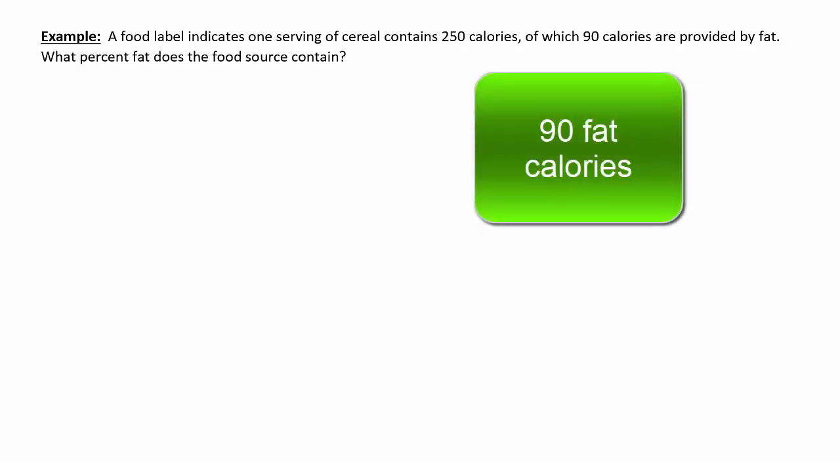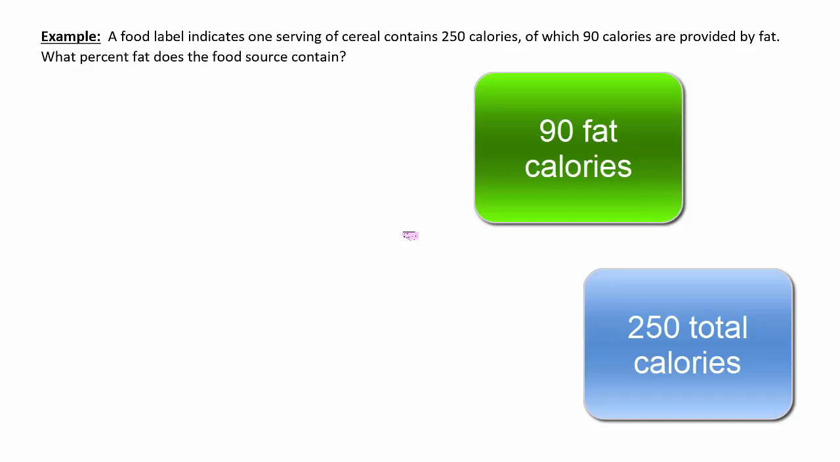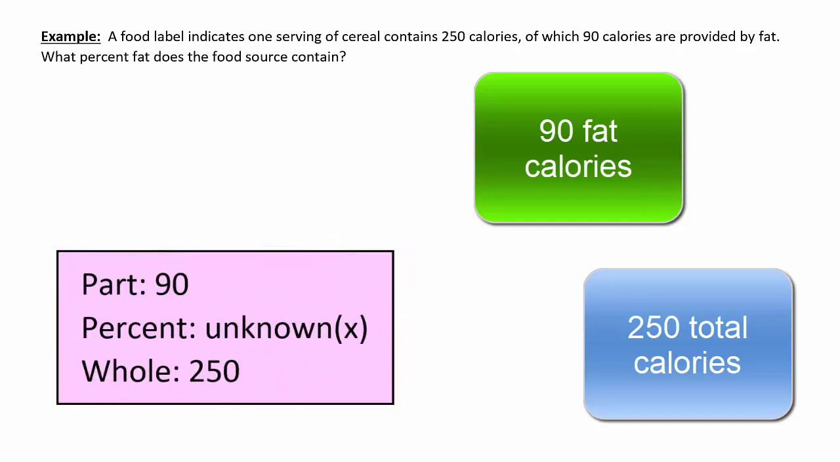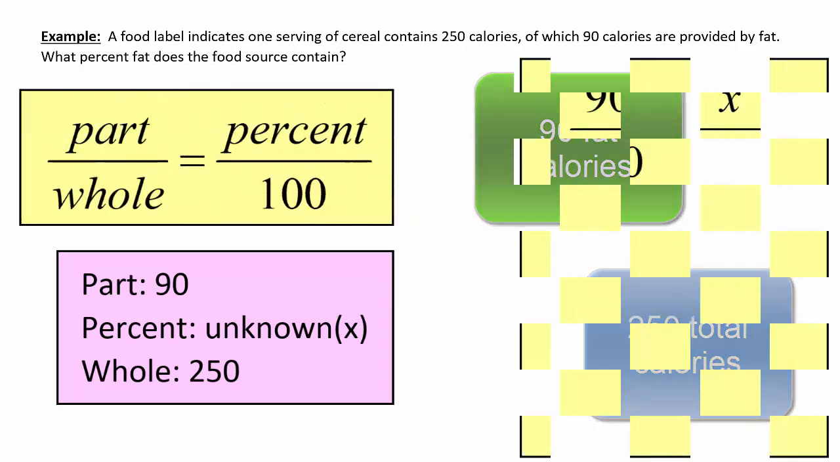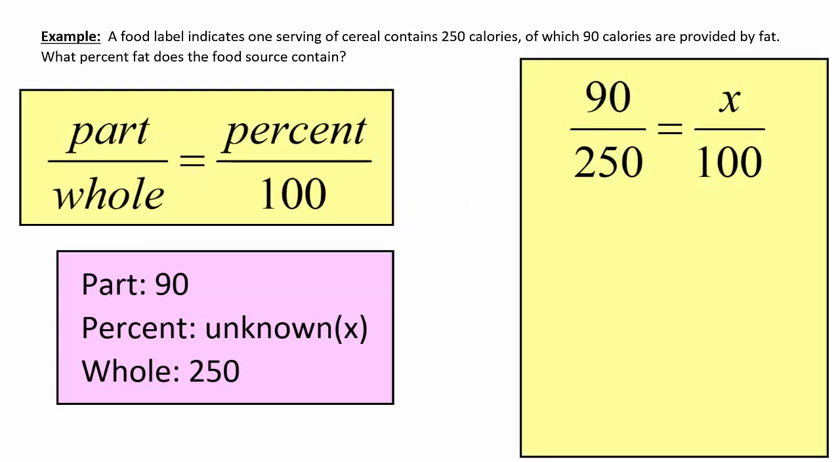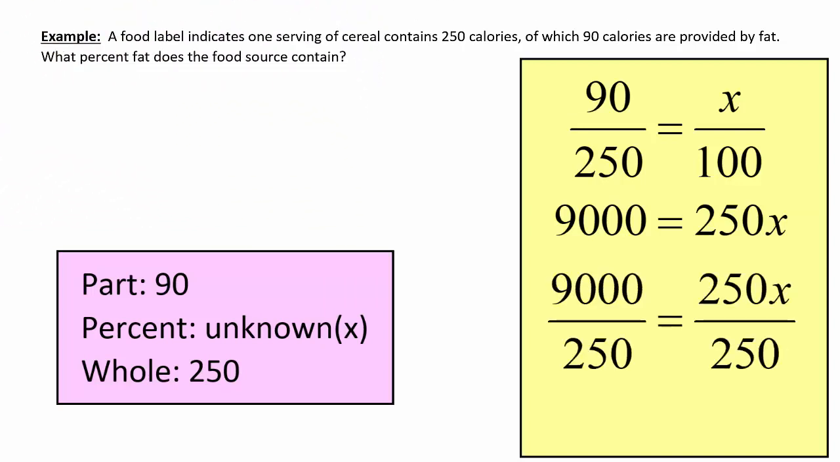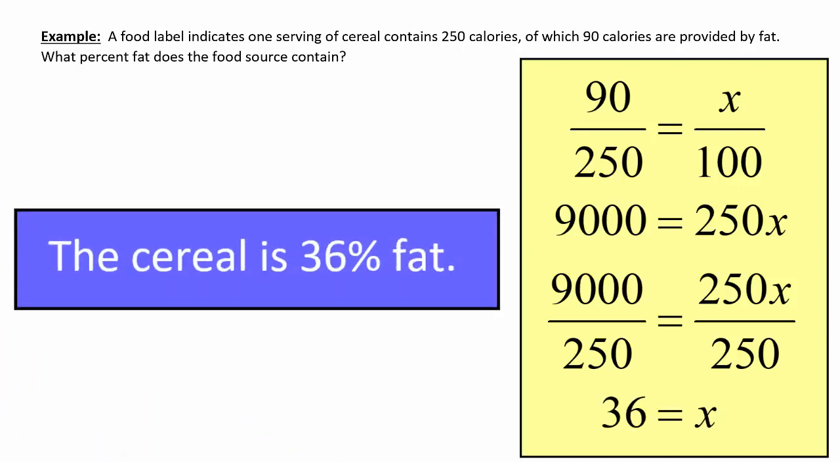90 is the fat calories, 250 is the total calories, so 250 is the whole and 90 is the part. Percent's the unknown. We'll call that x. In our percent proportion, 90 over 250 equals x over 100. Now we solve. Cross multiply. 9,000 equals 250x. Divide both sides by 250, so x is 36. The cereal is 36% fat.